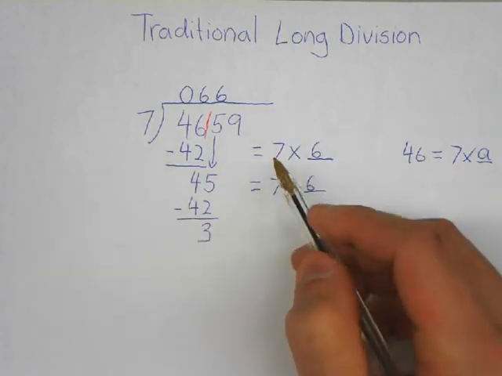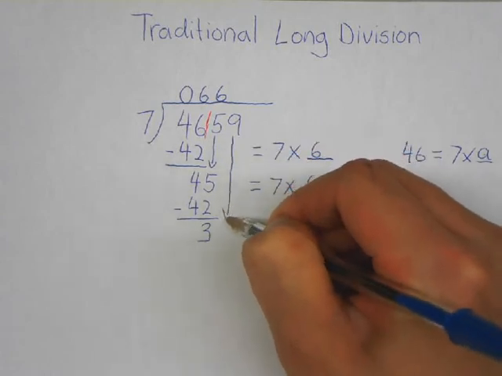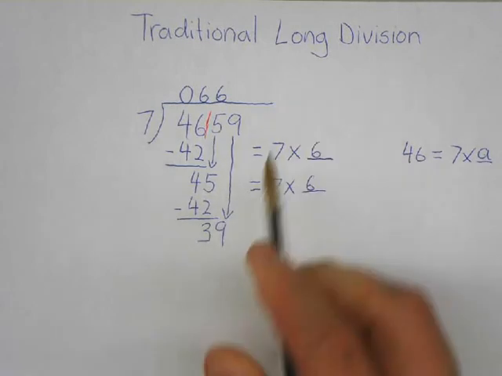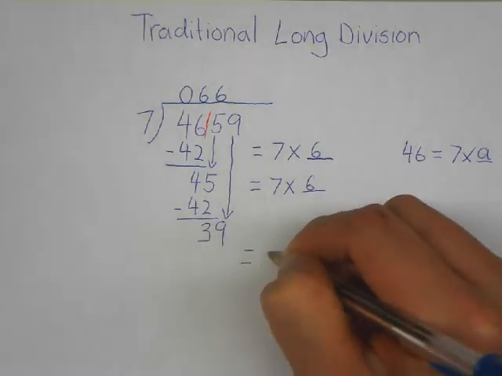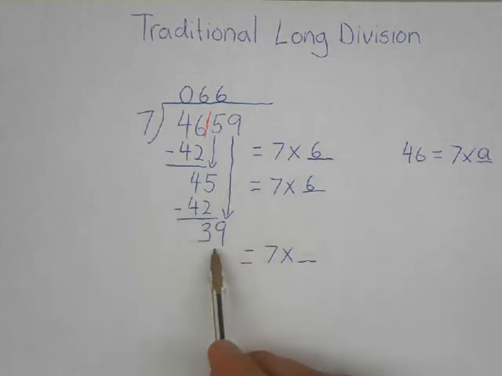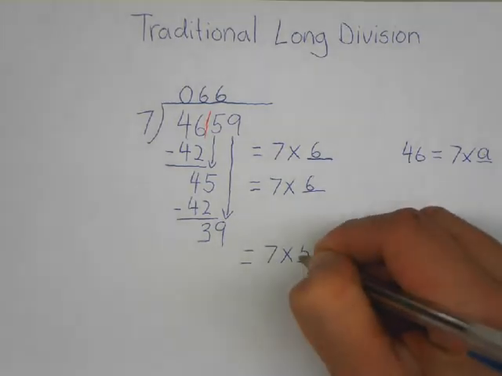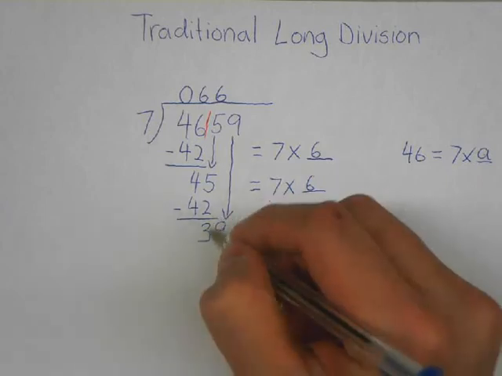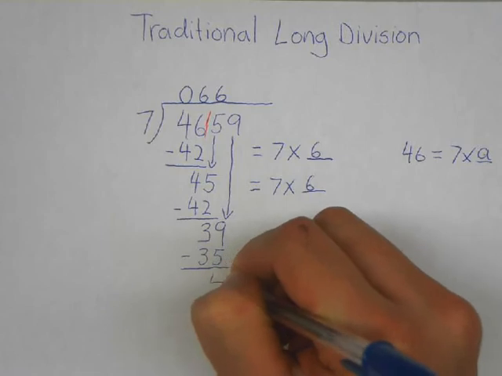Now we have one more number to deal with, and that is the 9, and that is going to sit right next to the 3, and now we have a new number of 39. We're going to do the same thing. We have an equals over here, and we're thinking 7 times blank is going to equal 39, or as close as possible to 39 without going over. Going through all our multiples, 5 is the closest, as 7 times 5 is 35. We'll subtract it, and we have 4.